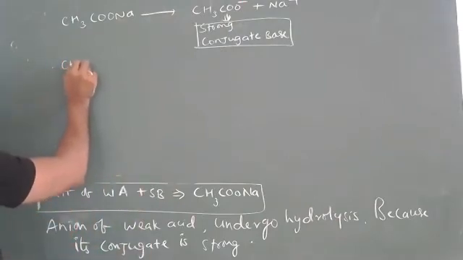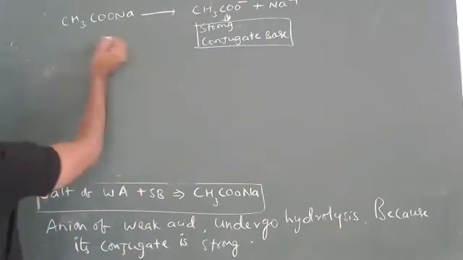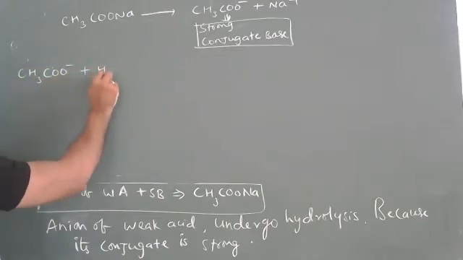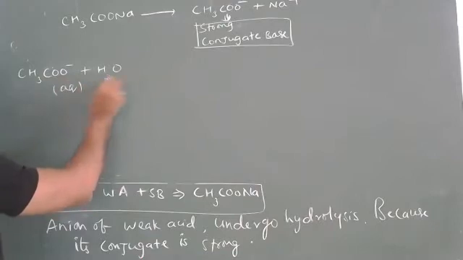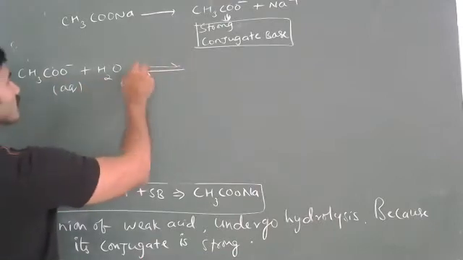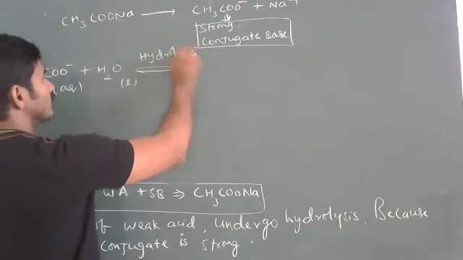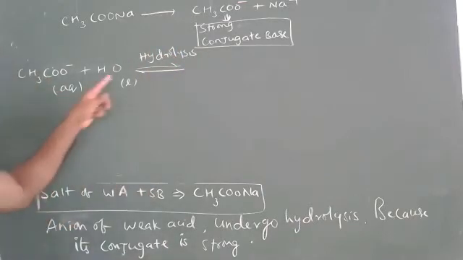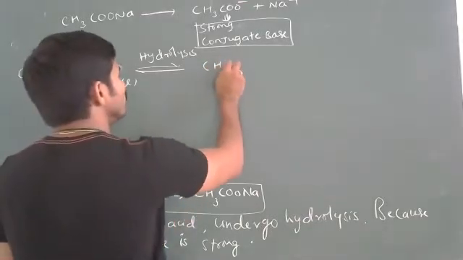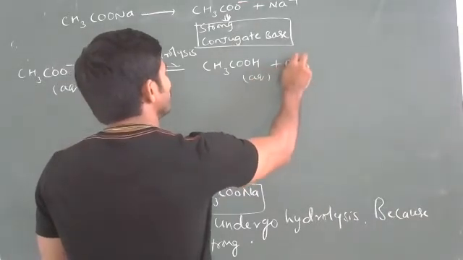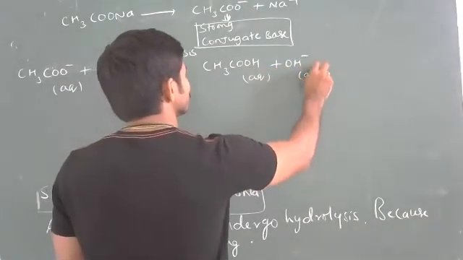So hydrolysis is what? CH3COO minus, when I add water, is aqueous, it is liquid. So this is said to be hydrolysis. What happened? It will take one H plus from water, and converts into CH3COOH aqueous plus OH minus aqueous.